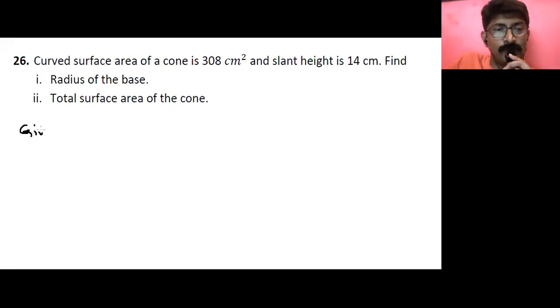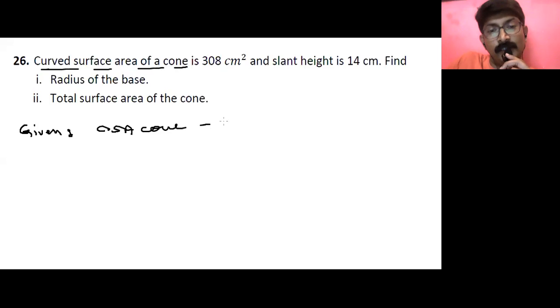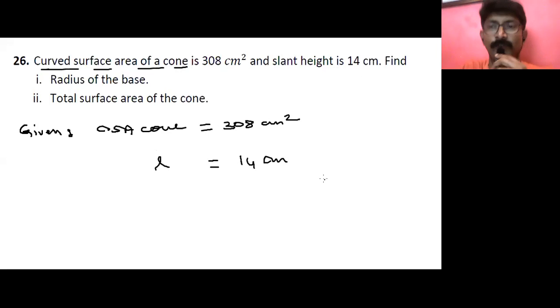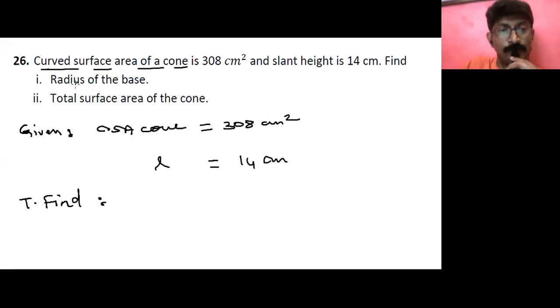So what are the given things, students, over here? Given is the curved surface area of cone. It's given as 308 centimeters square, and the slant height is given as 14 centimeters. Slant height is equal to 14 centimeter. What were you supposed to find? You can write 'to find'. We are supposed to find two things. One, the radius, and second, the total surface area of the cone, TSA.